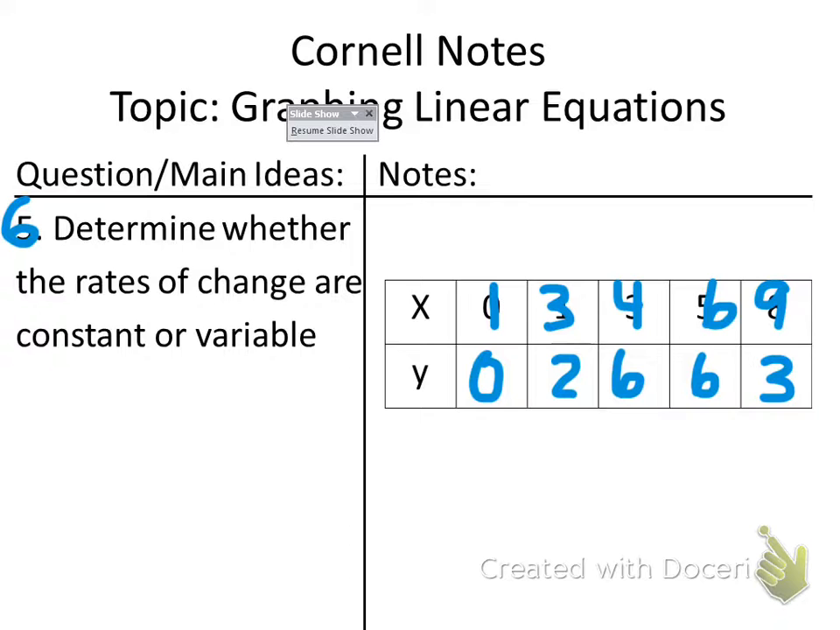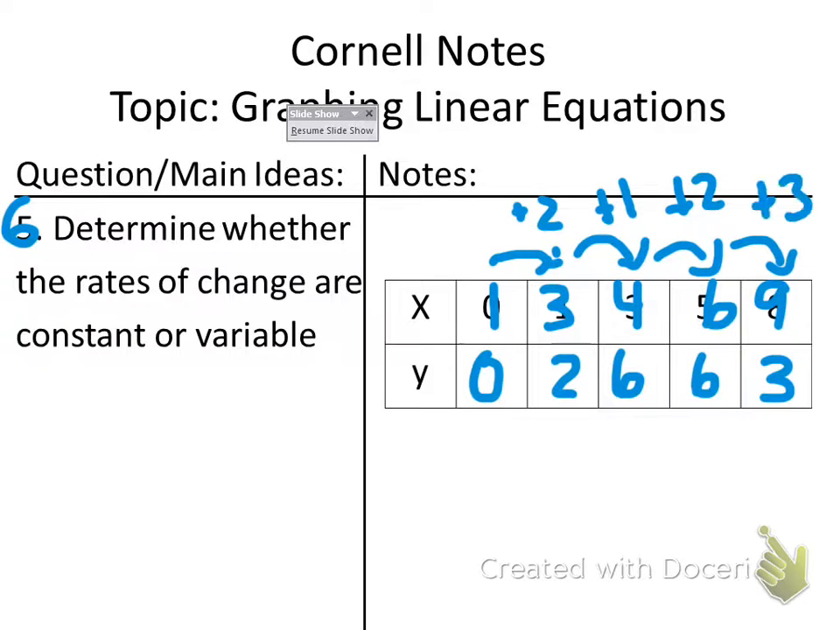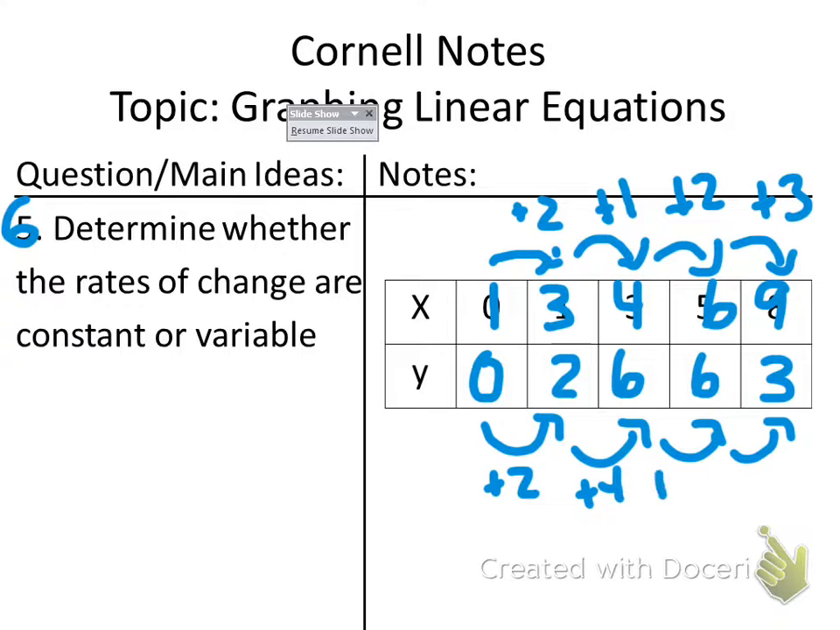So the rate of change from 1 to 3 is plus 2. Rate of change from 3 to 4 is plus 1. Rate of change from 4 to 6 is plus 2. Rate of change from 6 to 9 is plus 3. Let's do the same with the y's. Rate of change from 0 to 2 is plus 2. 2 to 6 is plus 4. 6 to 6 is plus 0. 6 to 3 is plus 3. We're just finding the positive or negative difference. So this would actually be a negative 3 because we're going down.